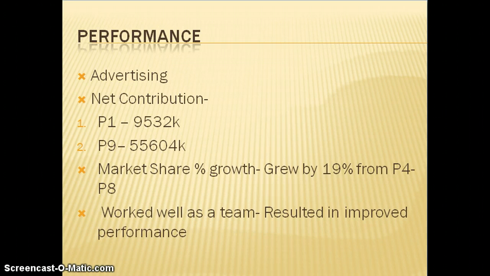Net contribution. With the continued rise in growth from period 1, we began with a net contribution of 9,532k and finished in period 9 with 55,604k. From period 4 to period 8, we had a market share growth of 19%. As a team, we cooperated, we had great communication and great organisational skills. As a result of this, our products had improved performance.